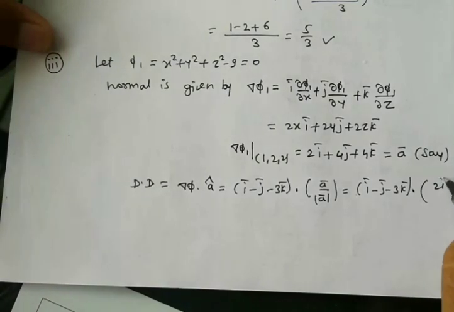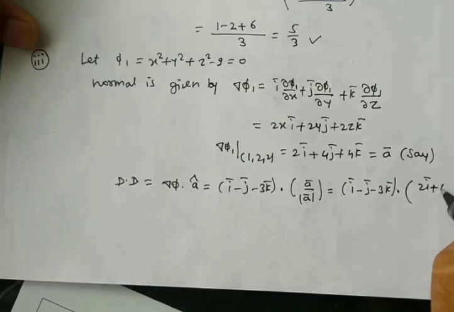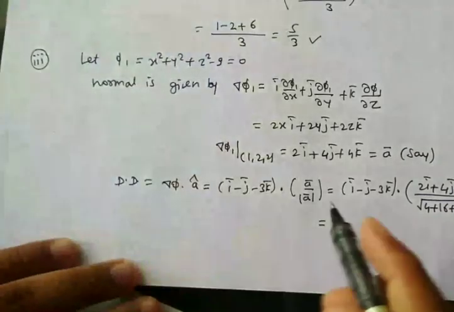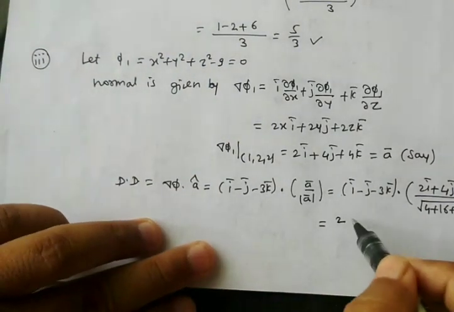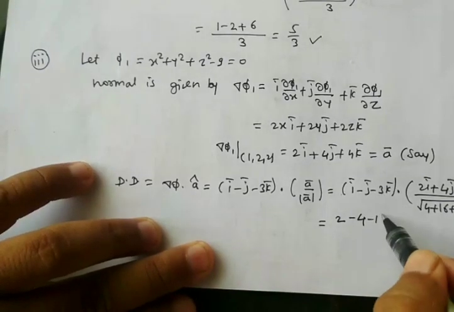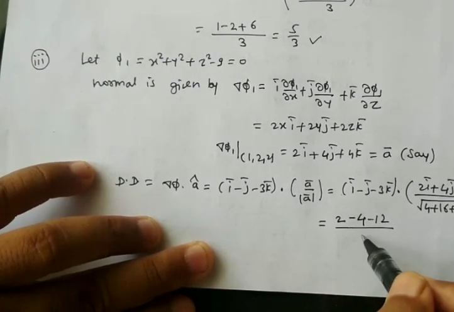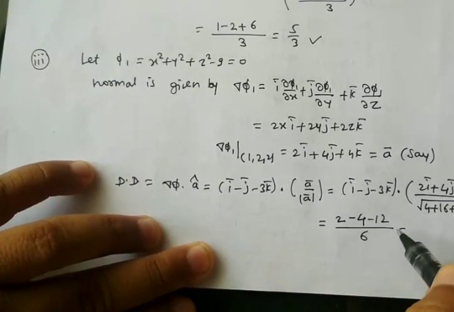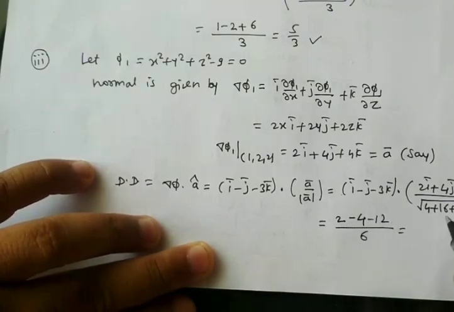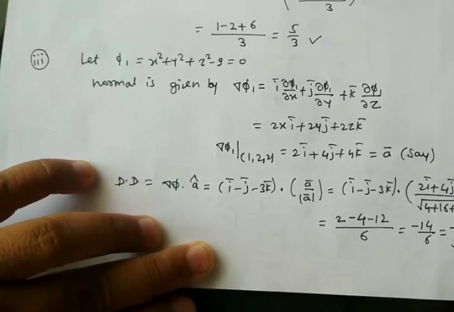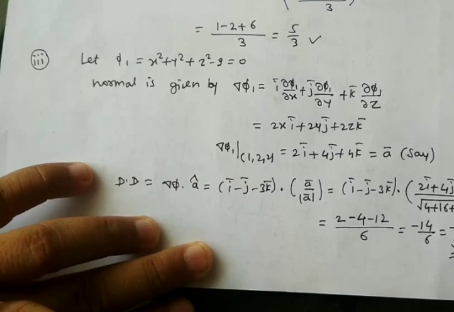dot product a bar, which is 2i bar plus 4j bar plus 4k bar upon magnitude. It is 2 square is 4, 4 square is 16, again 4 square is 16. This is equal to dot product: 1 into 2, that is 2, minus 1 into 4, that is minus 4, minus 3 into 4, that is minus 12, upon this calculation is root 36, that is 6. So it is 2 minus 4 minus 12, that is minus 14 upon 6, or minus 7 by 3. That is the answer for the directional derivative, third sub question. Thank you.